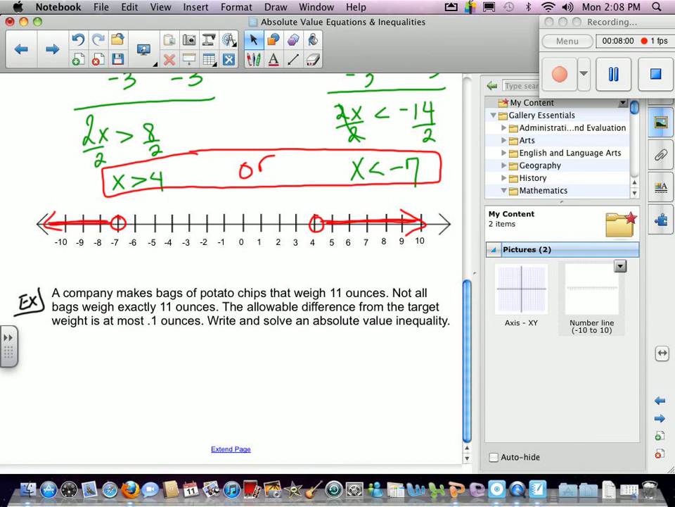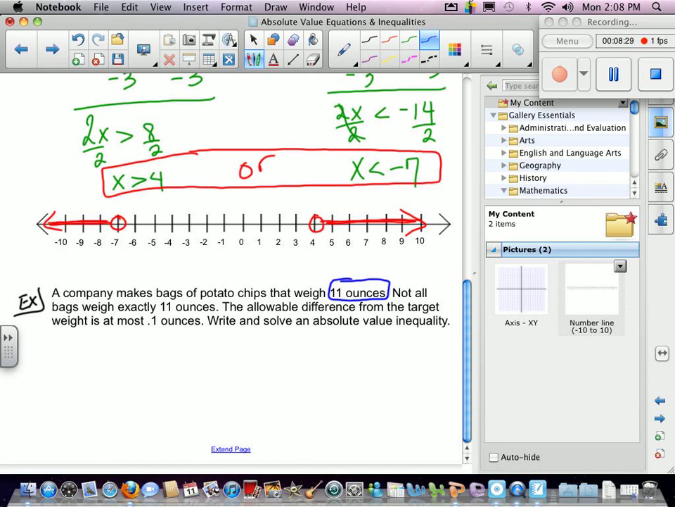The last problem that we have is an application type problem. It says a company makes a bag of potato chips that weighs 11 ounces. Okay, that's a key word in there. Not all bags weigh exactly 11 ounces. The allowable difference from the target weight is at most 0.1 ounces. Write and solve an absolute value inequality. All right, so we're going to have that it has to be within 0.1 ounce of 11.